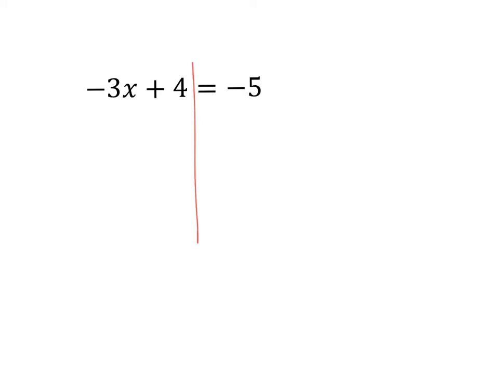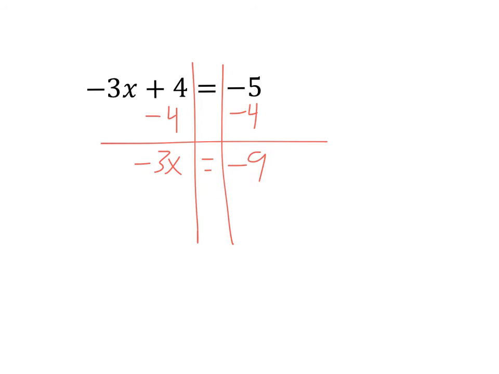Okay, so here we'll draw on our railroad tracks. We have negative 3x plus 4. The inverse of addition is going to be subtraction, so we'll subtract 4 on both sides. We get negative 3x is equal to negative 5 minus 4, which is negative 9. Now we have negative 3x, so we're going to divide by negative 3 on both sides. That gives us x is equal to negative 9 divided by a negative 3. Negative divided by negative makes a positive, so we have 9 divided by 3, and that gives us 3. X is equal to 3.